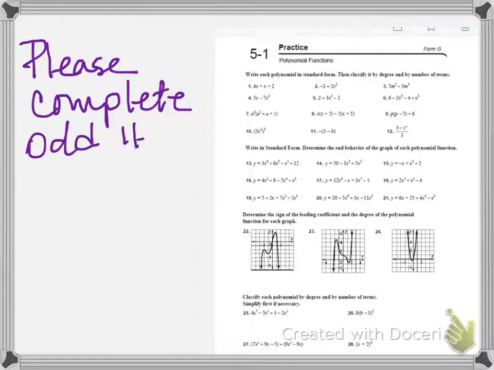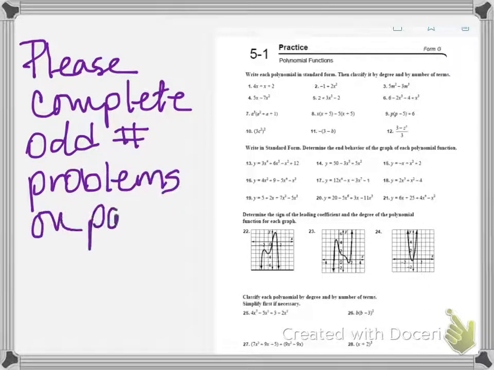For your homework and your initial practice, I would like for you to complete the odd number problems on this worksheet. You need to do them on a separate sheet of paper and bring them into class.